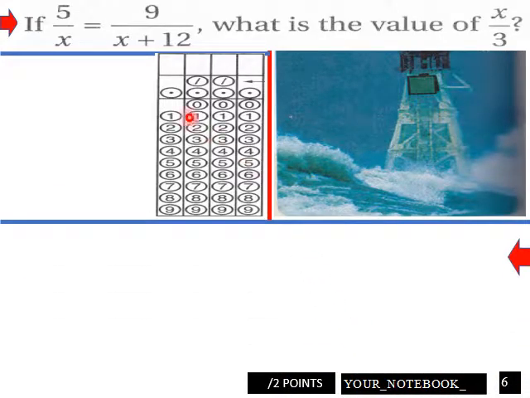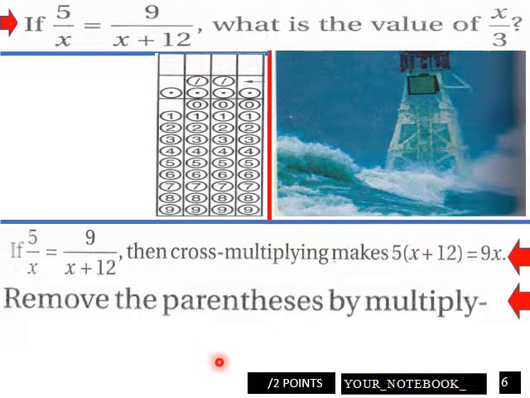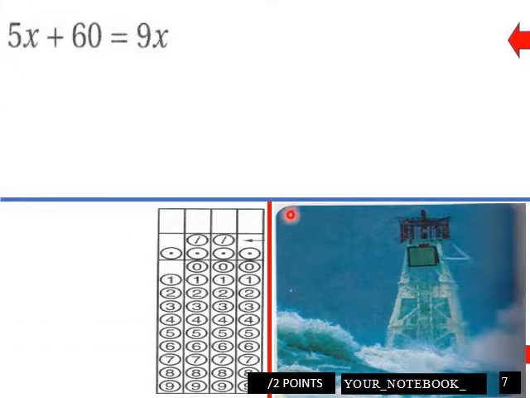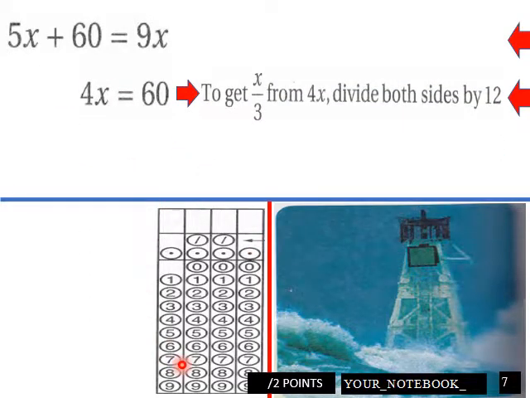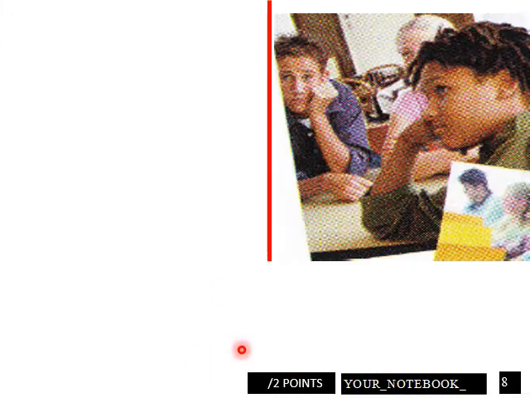Page 6 here, this is a grid-in. 5 over x equals 9 over x plus 12. What is the value of x over 3? Cross multiplying, we get this here. Remove the parentheses by multiplying each term inside the parentheses by 5. 5x plus 60 equals 9x, 4x equals 60. To get x over 3 from 4x, divide both sides by 12. And we get x over 3 equals 5. We grid in 5 for that.